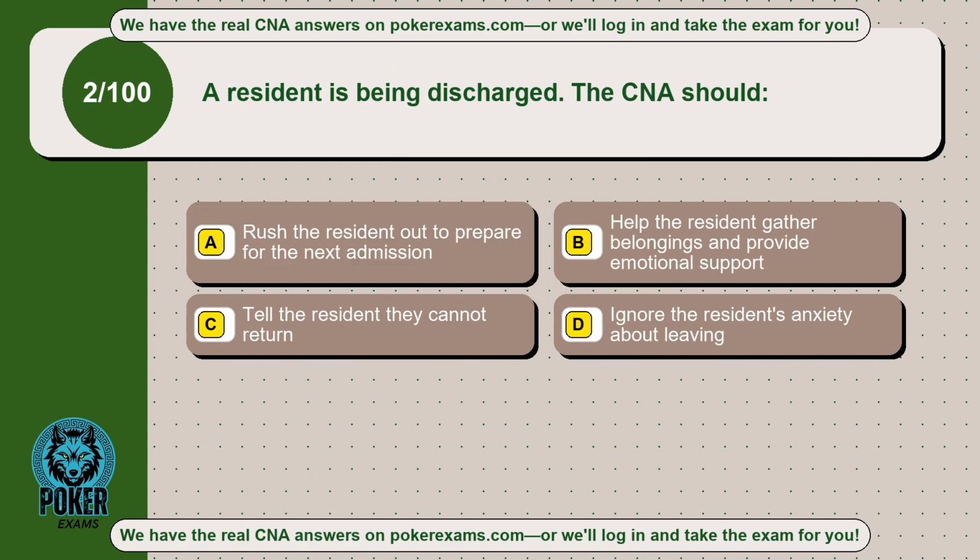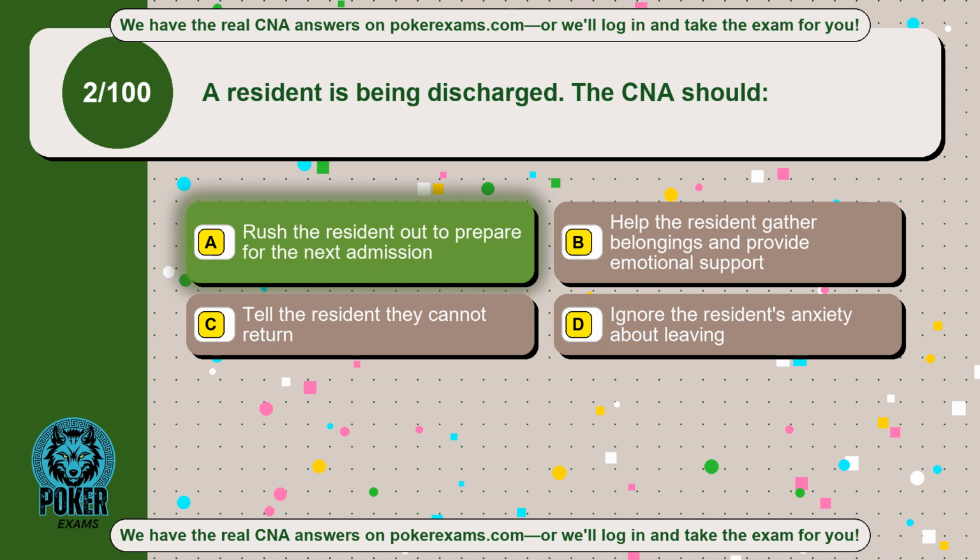Question 2. A resident is being discharged. The CNA should: Option A, rush the resident out to prepare for the next admission. Option B, help the resident gather belongings and provide emotional support. Option C, tell the resident they cannot return. Option D, ignore the resident's anxiety about leaving.